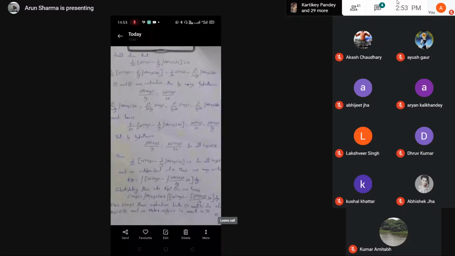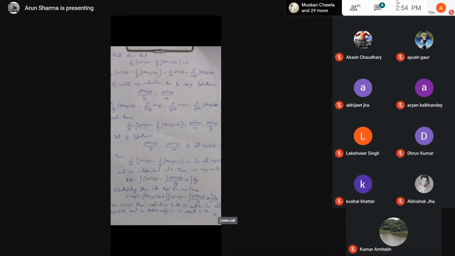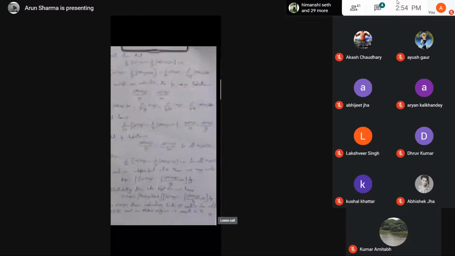So we have ∂/∂x of N(x,y) minus ∂/∂y of the integral of M(x,y) ∂x. So this is ∂N/∂x minus ∂M/∂y, but by hypothesis ∂M/∂y equals ∂N/∂x. That's why the inside of this equals 0. So in the next line, I have written that this portion is 0 for all (x,y) belonging to D, and so it is independent of x. This is what we wanted to show. It is independent of x.